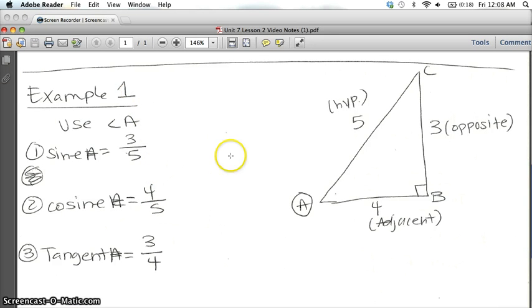So example 1, what it gave us is it says use angle A, and we need to find the sine of angle A, the cosine of angle A, and the tangent of angle A. Now again, I went ahead and drew out my triangle and circled the angle that I'm going to use, and then I labeled my sides. The side that is opposite of angle A is 3. The side that's adjacent to angle A, or right next to, is side 4. And then our hypotenuse is the side opposite of my right angle, which is 5.